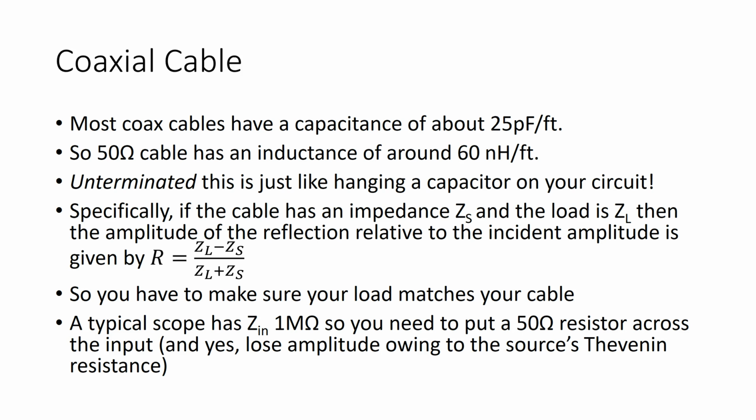Most coaxial cables have a capacitance of around 25 picofarads a foot. A very big cable might have less. So this 50 ohm cable we were talking about, using the formula on the other page, would have an inductance of around 60 nanohenries per foot, and then if you take the ratio of those and the square root, you'll end up with 50 ohms.